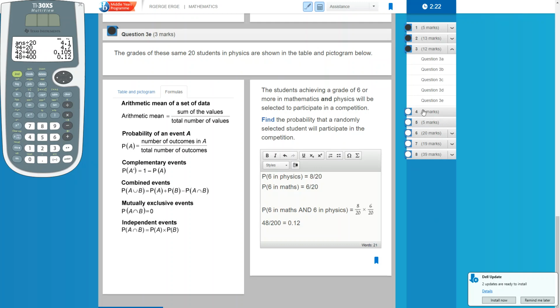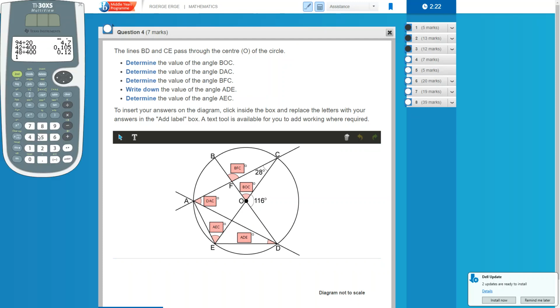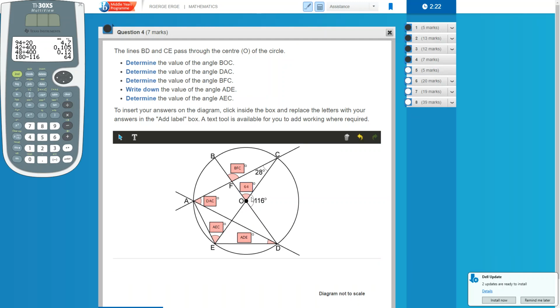All right, next. Okay, nice little angles question. Angles in a straight line have to add up to 180. So if this is 116, 180 take away 116 is equal to 64. So you click on and it will type it in for you.